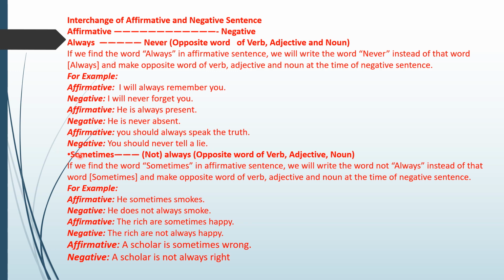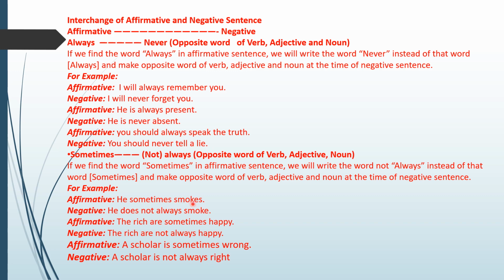The next rule. If there is sometimes in the affirmative, then in the negative you will write not always and use the opposite word of the verb, the adjective or the noun. So if we find the word sometimes in the affirmative sentence, we will write the word not always instead of that word sometimes and make the opposite word of the verb, adjective or noun at the time of changing the sentence into negative. Look at the examples.